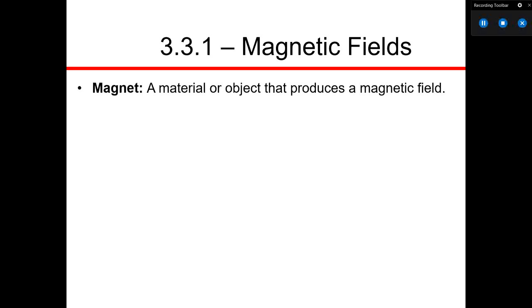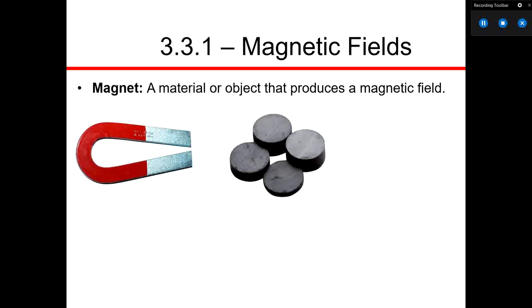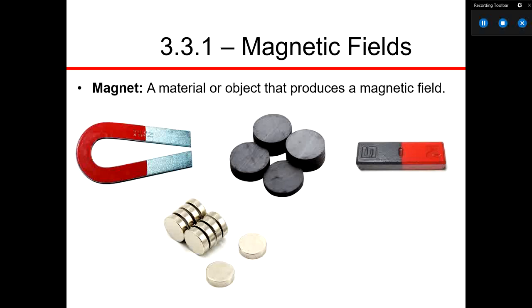First, a couple of examples of magnets you've probably seen before. Here's a classic horseshoe magnet. We have some ceramic magnets, the ones that are like on your refrigerator. A bar magnet, which you may have seen in the lab or some other places. They're fairly strong magnets called neodymium magnets. And then, of course, we have a compass with a magnetic needle in it.